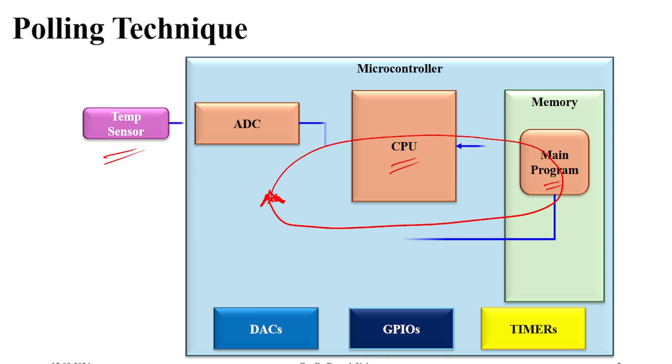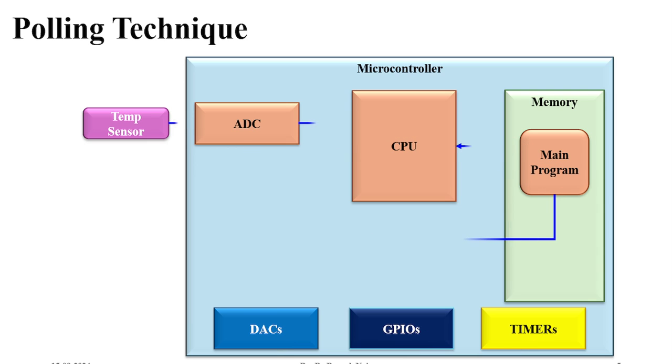Similarly, we may have systems where we keep on polling other peripherals like DACs, GPIO pins or timers and so on. So basically we can see here that the CPU is always busy. To avoid this, we use interrupts.